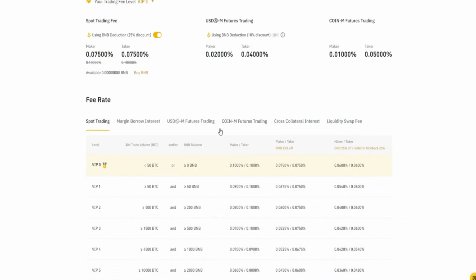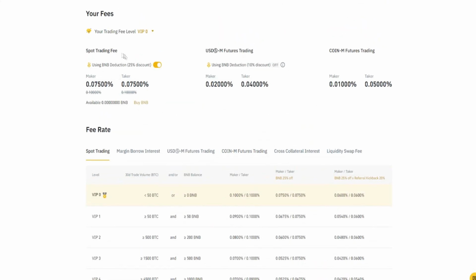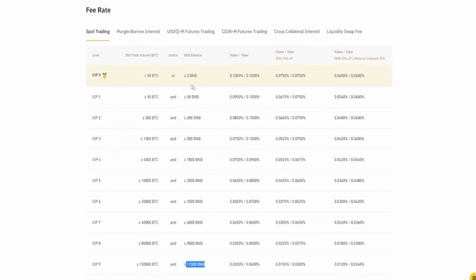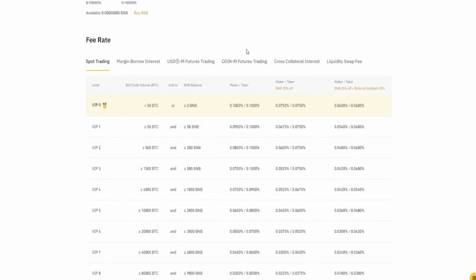But like I said, definitely take advantage of this BNB deduction method. You use your BNB to pay for trading fees inside of your Binance account.